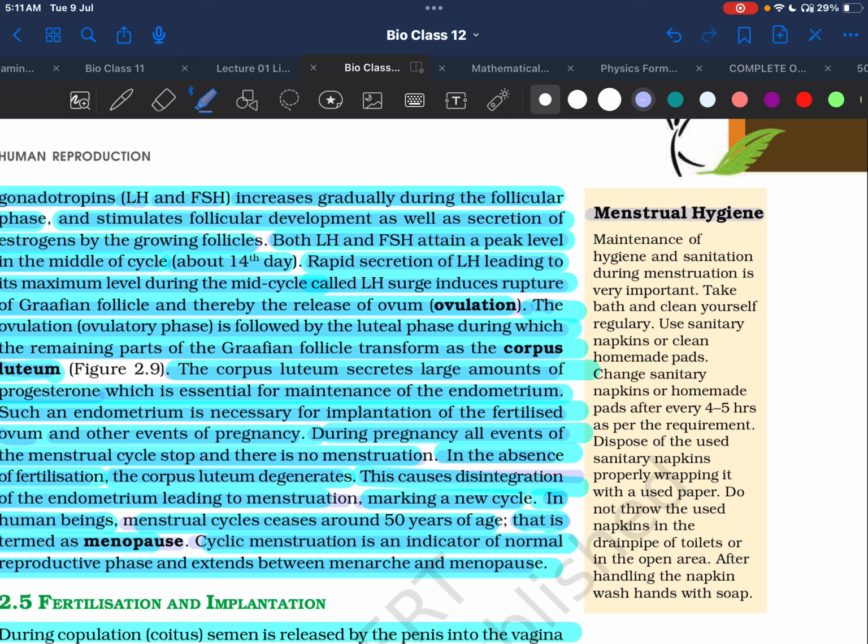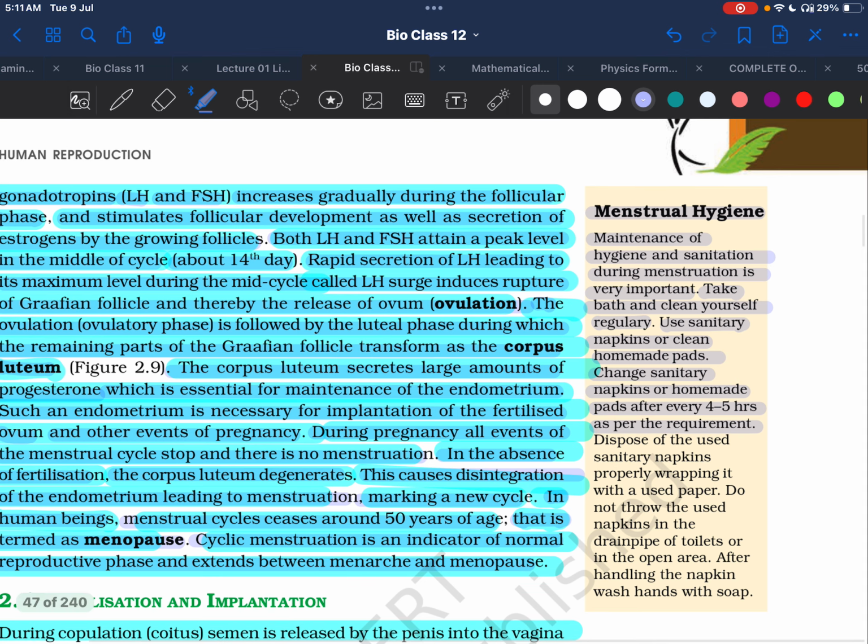Menstrual hygiene. Maintenance of hygiene and sanitation during menstruation is very important. Take bath and clean yourself regularly. Use sanitary napkins or clean homemade pads. Change sanitary napkins or homemade pads after every 4 to 5 hours as per the requirement. Dispose of the used sanitary napkins properly, wrapping it with a used paper. Do not throw the used napkins in the drain pipe of toilets or in the open area. After handling the napkin, wash hands with soap.